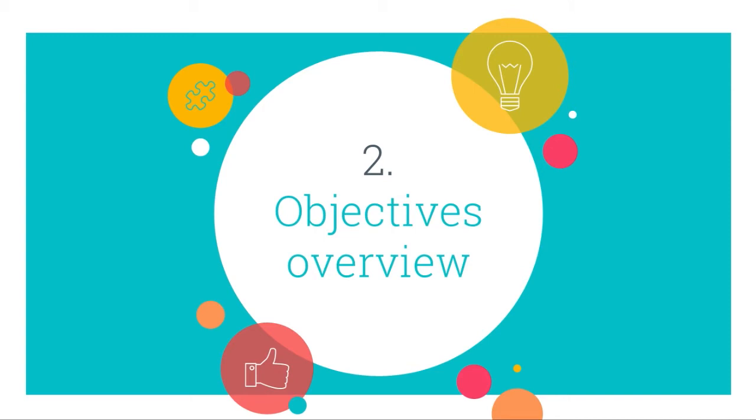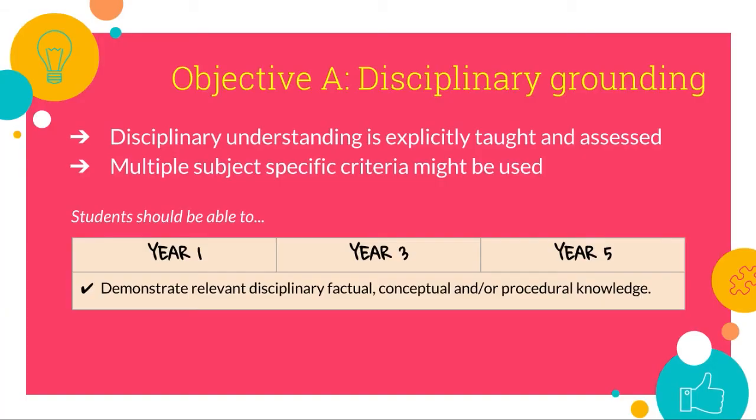Good. Let's now move on to section 2, objectives overview. Just like any other IB section, interdisciplinary units are divided in 4 different objectives. Objective A is called disciplinary grounding, and it assesses disciplinary understanding, which needs to be explicitly taught and assessed from each subject area. In order to get a grade out of this, each teacher will use their subject-specific criteria, and eventually the 2 teachers will come up with a final grade. This grade will go to the interdisciplinary unit rubric, which we'll talk about later.